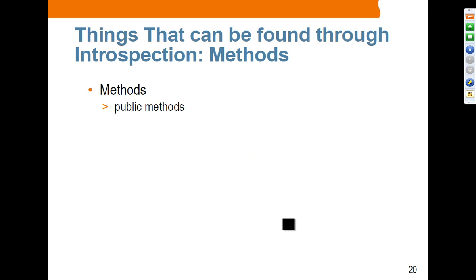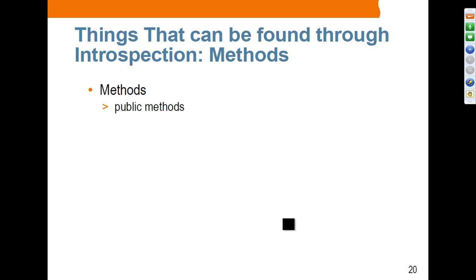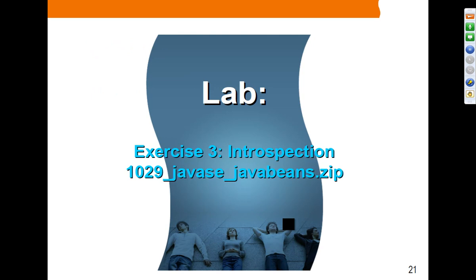It can find out the methods as long as those methods are public methods. By looking at these methods, if they are a getter method and setter method, then it will figure out there is a property. All right. So let's do an introspection exercise.